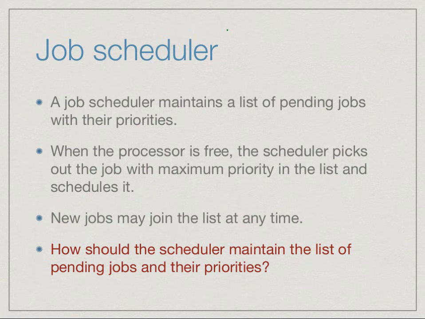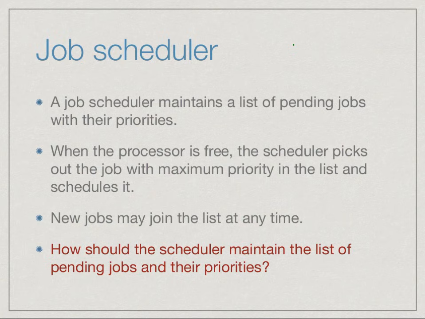So let's look at a data structure problem involving job schedulers. A job scheduler maintains a list of pending jobs with priorities. Now the job scheduler has to choose the next job to execute at any point. Whenever the processor is free, it picks not the job which arrived earliest, but the one with maximum priority in the list and then schedules it.